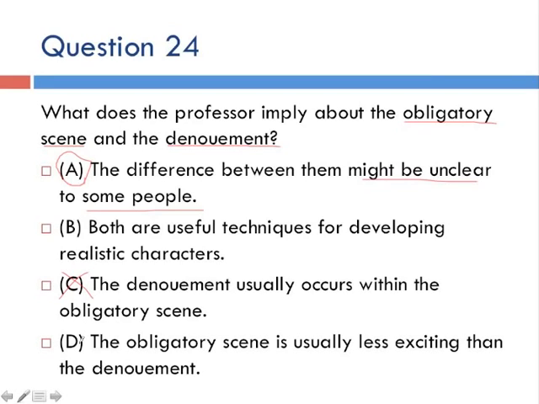D, on the other hand, mentions that the obligatory scene is usually less exciting. Well, again, that might be possible, but that certainly was not the intention here. Usually the obligatory scene was actually more exciting. The denouement was usually something we needed just to make things kind of logically finish. So really, if you had choices between A and B, it does seem that B would be a very possible thing, but in this case, neither is really discussed in talking about reality. So really, A is our only choice. But we will see a little bit later in the transcript where this is discussed.